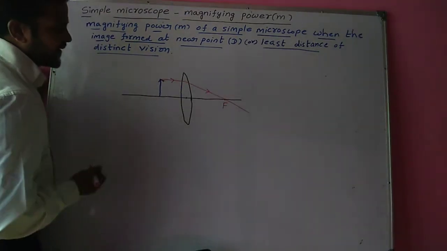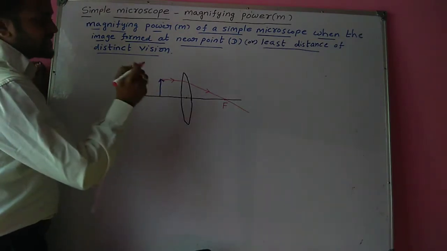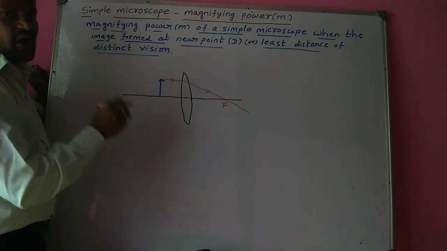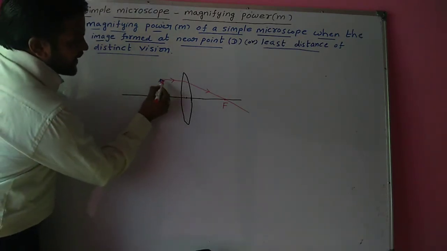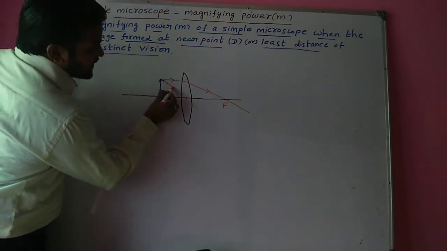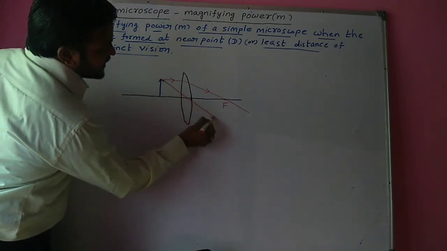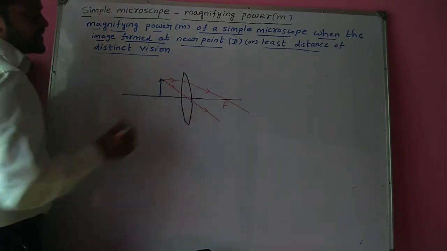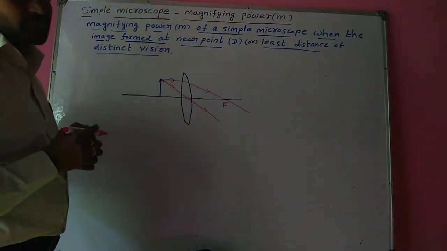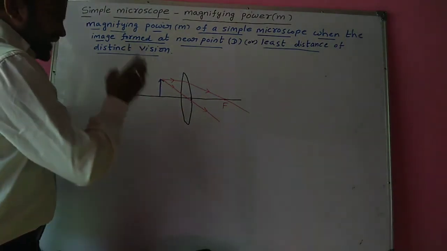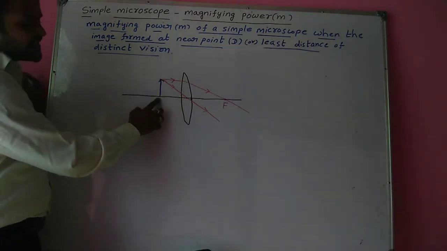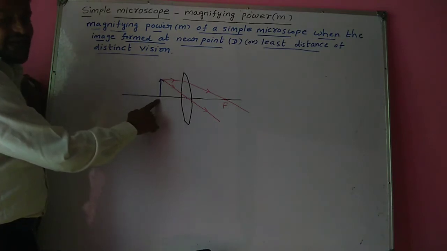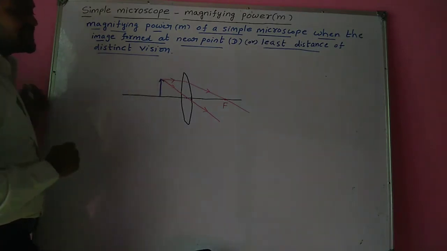The second light ray is passing through the optic center of the lens. Optic center means the geometric center of the lens. Whenever a light ray passes through the optic center, it does not deviate. This is the light ray which is passing through the optic center. It does not deviate. Now, the object is placed at a distance less than the focal length, so a virtual, erect and enlarged image is formed.